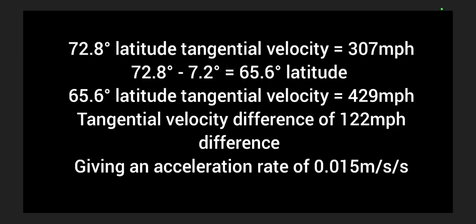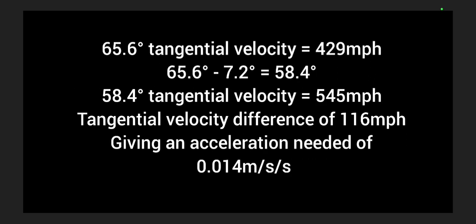Again, at 72.8 degrees latitude, the tangential velocity is 307 miles per hour. 72.8 degrees minus the 7.2 degrees travelled per hour by the plane means that it would be at a 65.6 degree latitude. The 65.6 degree latitude tangential velocity is 429 miles per hour. Tangential velocity difference of 122 miles per hour, giving an acceleration rate of 0.015 meters per second squared that the plane would need to gain in order to match the new tangential velocity of the ground that it's now moving over.